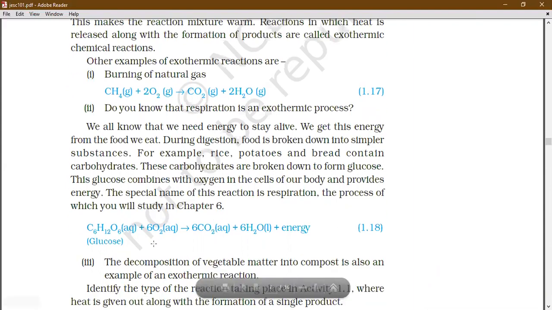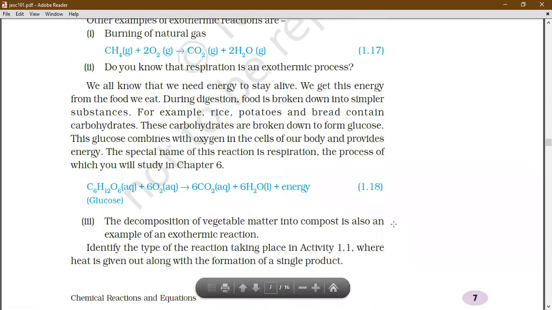C6H12O6(aq) + 6O2 gives 6CO2(aq) + 6H2O(l) + energy. The decomposition of vegetable matter into compost is also an example of an exothermic reaction. Identify the type of the reaction taking place in activity 1.1, where heat is given out along with the formation of a single product.